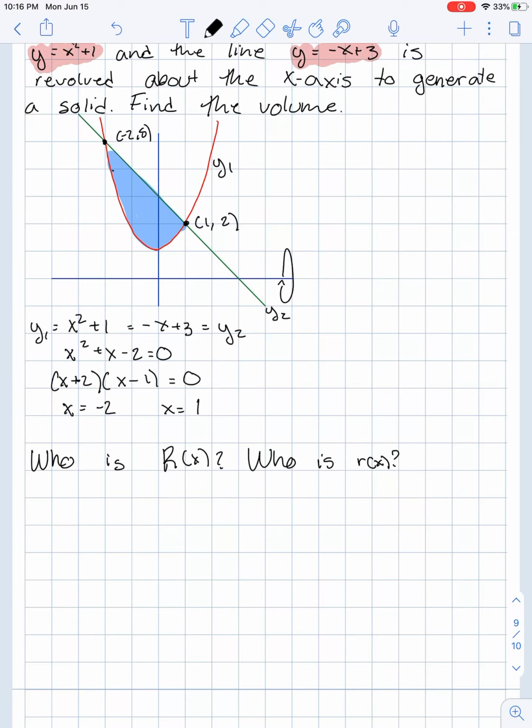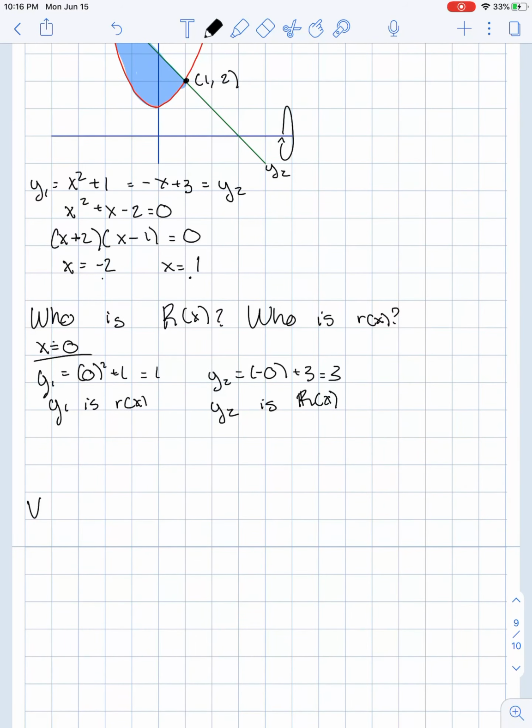Well, just like we did before, we're going to plug in a number between negative 2 and 1 to figure that out. So what's always a fun number to plug in? 0. So y1, I'll get 0 squared plus 1, which is just 1. y2 equals negative 0 plus 3 equals 3. So ding, ding, ding. y2 is big R of x, and y1 is little r of x.